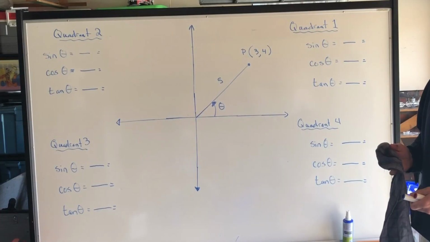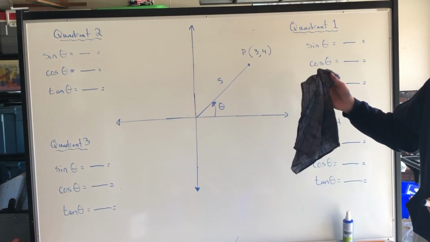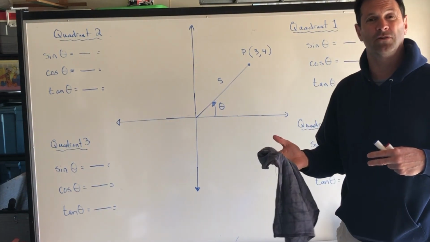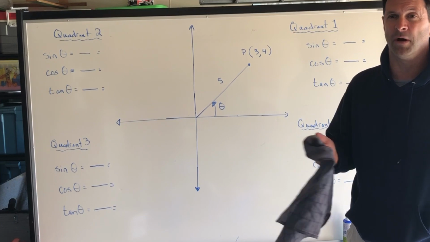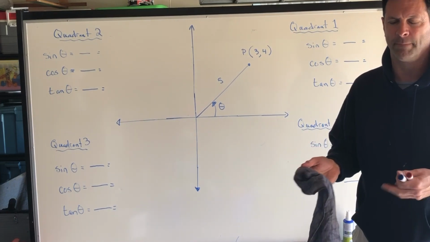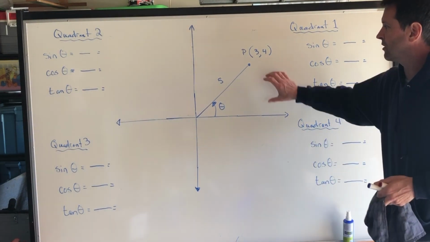Okay, when the terminal arms are in the different quadrants, sometimes their sine values or cosine values and tangent values can be positive or negative. Now how do we figure that out? I want you to start with this. We'll start in quadrant 1.